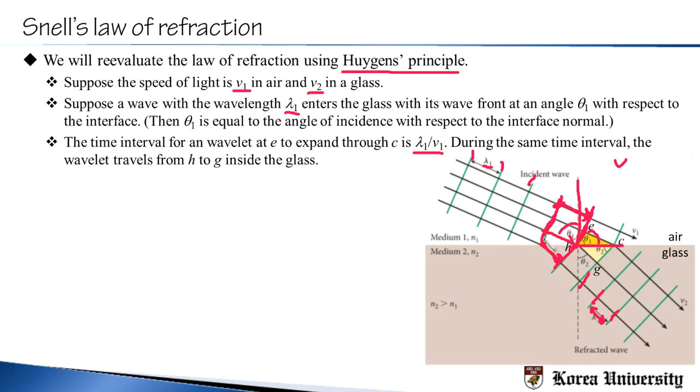This wavefront travels this much, the upper part in the air and the lower part in the glass, simultaneously. Therefore, the time taken for the upper part to travel this much is lambda 1 divided by v1, and it must be equal to the time taken for this wave to travel this much, which is lambda 2 divided by v2. So now we can rewrite that lambda 1 divided by lambda 2 is equal to v1 divided by v2. This is what we can figure out.